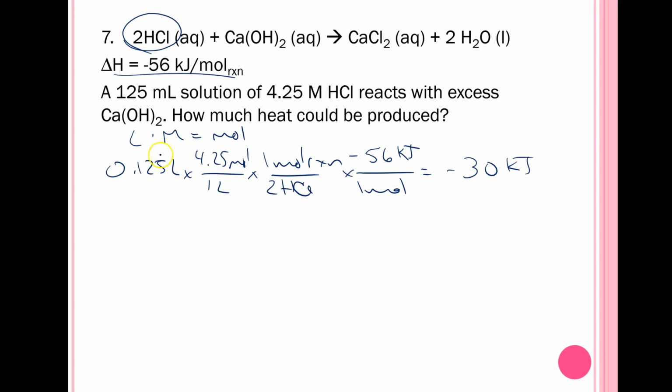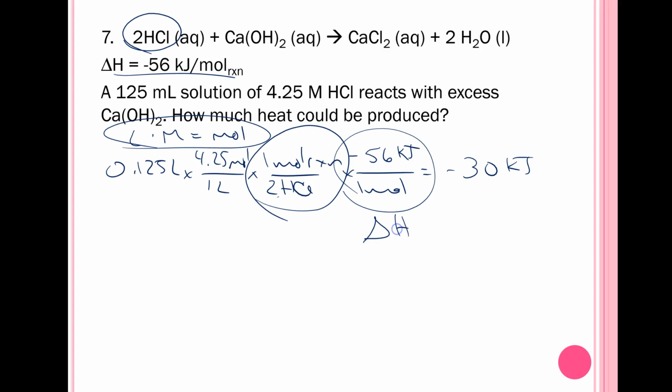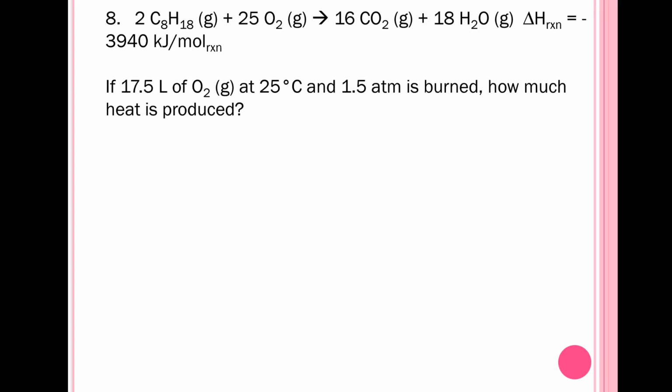Okay, so once you turn it into moles, you're off doing the mole ratio, and it's always the coefficient to 1 mole of reaction, and this is delta H. And it doesn't matter what kind of delta H it is. So let's do this one. Okay, this is a combustion reaction, and it's negative 3940.